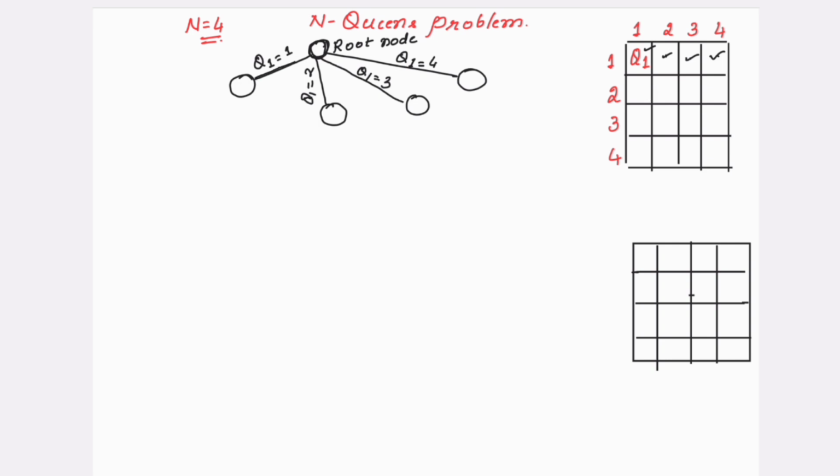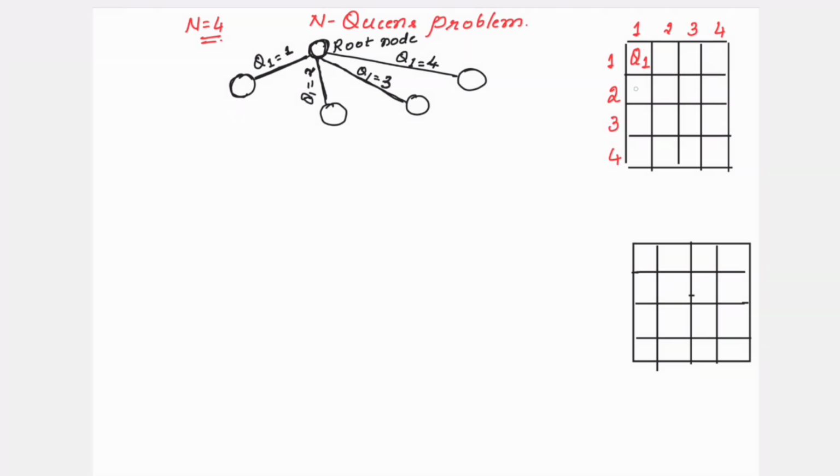Whatever I am writing here, the first level indicates that we are referring to the first row. First, we have to start with Q1 getting placed in the first column, this part of the tree. Then next we have to check whether Q2 can be placed in the second row, and we have to decide in which column of the second row it has to get placed.